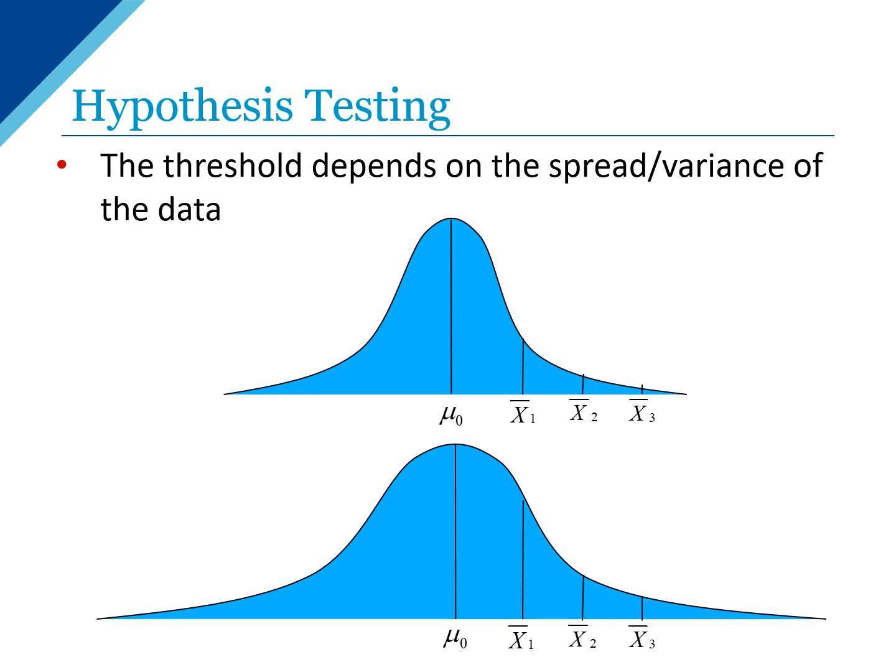The threshold values depend on the spread or variance of the data. For example, when the variance of data is relatively small, as shown on the top graph, the probability of observing a sample mean of x bar 2, or the area under the curve to the right of x bar 2, is much smaller than the probability of observing the same sample mean of x bar 2 in the bottom graph, which is a random variable with larger spread or variance.